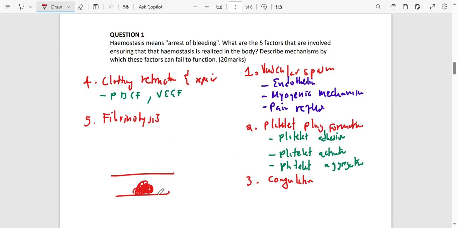So we want to break down this clot. And what is going to happen? What are the things that can be involved in the breakdown of a clot? You have got what is known as plasminogen.